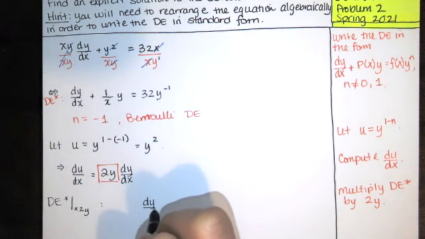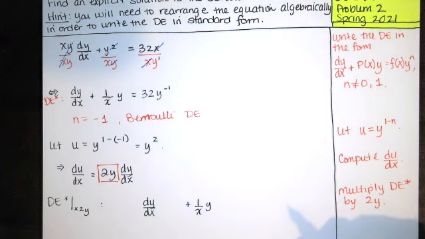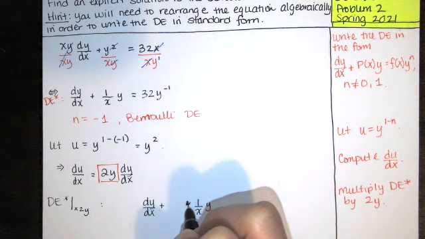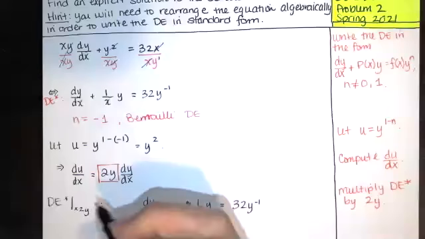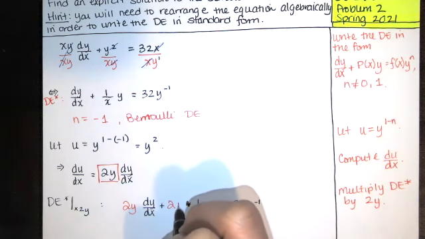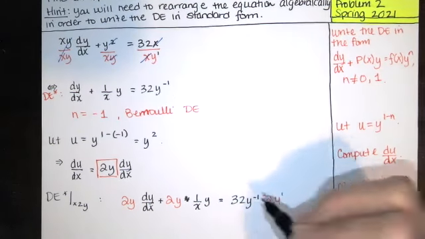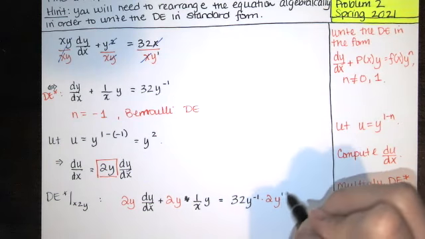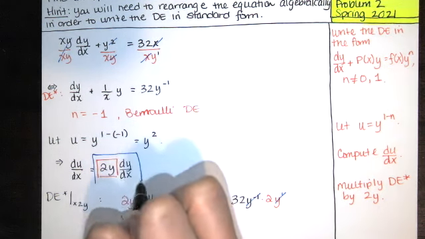So you have dy dx plus 1 over x times y equals 32 times y to the negative 1. Now we're multiplying this guy by 2y and this guy by 2y and this guy by 2y. And y to the first times y to the negative 1, that's like a y in the denominator and a y in the numerator. Those reduce. You could also add the exponents. 1 plus negative 1 is 0. So y to the 0 is 1. And then over here, this piece is du dx by design. It's the same as that.